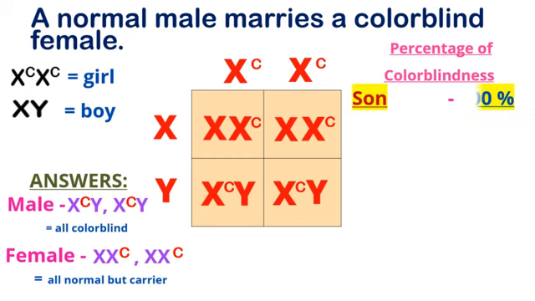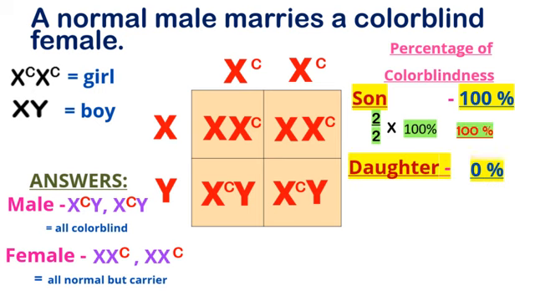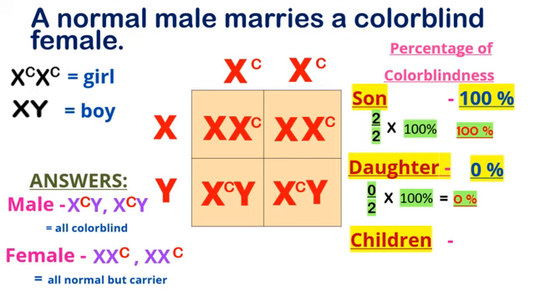So the percentage of the son is 100%. The percentage is 100 because 2 out of 2 boys are colorblind. Multiply by 100, we got 100. The daughter, 0%, because there is no daughter who is colorblind. 0 out of 2 times 100 is equal to 0. And then all the children, 50%, because 2 out of 4 children got the colorblind disorder. Multiply by 100 is equal to 50%.